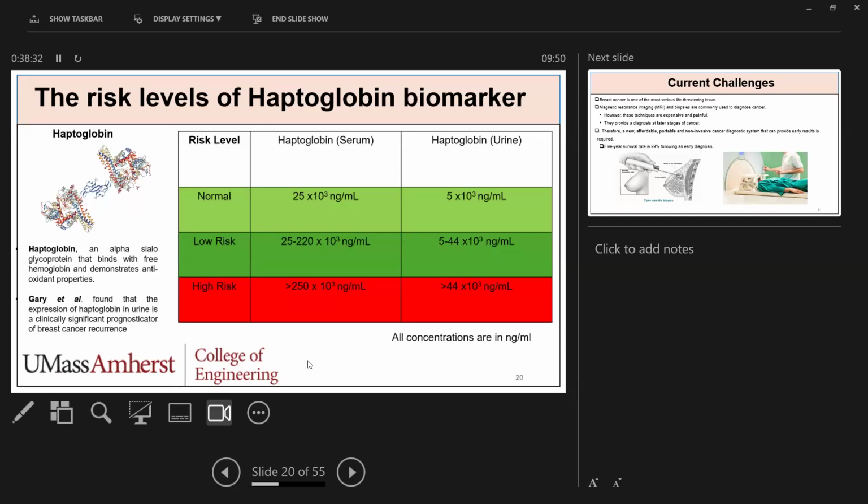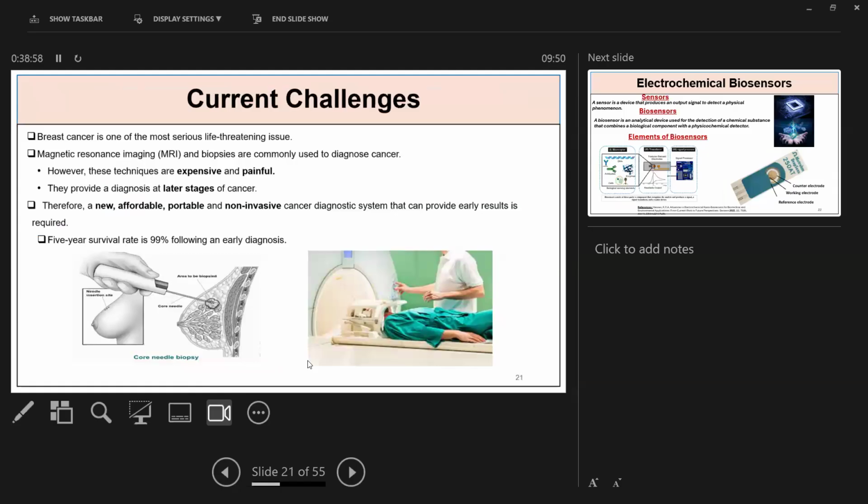Once this level slightly increases, there is a low risk, associated with stage 0, 1 or 2. And if it exceeds even more, 250, it is high risk. So we need to know the levels of this biomarker at normal, low risk and high risk.